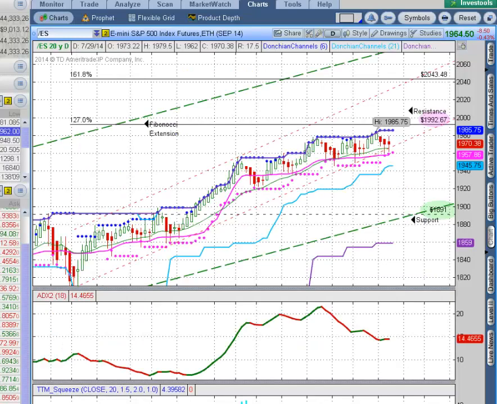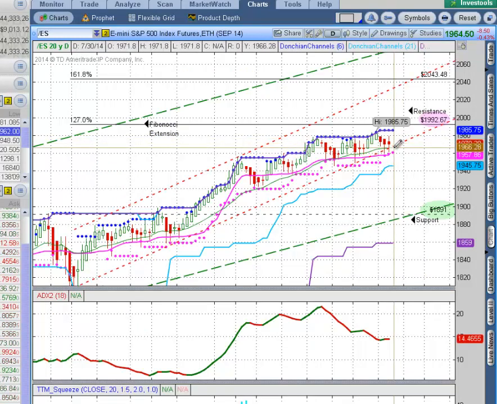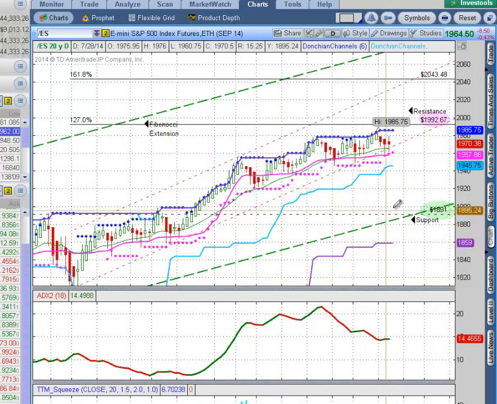The S&P closed down. Price is at the bottom of the medium-term uptrend channel, and it continues to challenge the bottom of this channel. A break will cause us to revert to the long-term uptrend channel. Resistance is at 1992. This is a Fibonacci 127% extension level. Support is at 1891 as seen by the green oval.